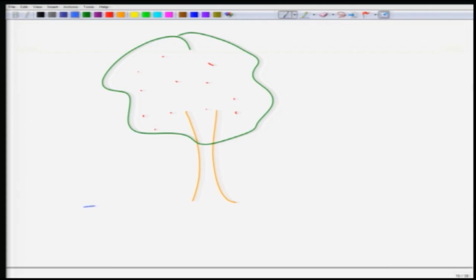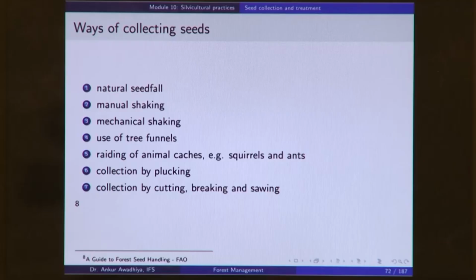So, what you will do is put up a sheet around this tree, and the fruits will fall on this sheet. Every few hours you will depute your team to go there and collect all the fruits that have fallen down. So, this is collection using natural seed fall, and this is typically done in the case of those trees that are very tall or very strong, so you are not able to shake those trees.